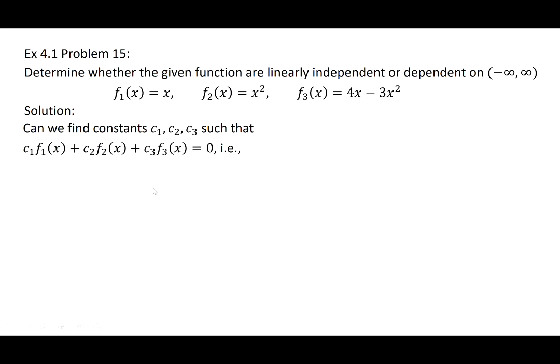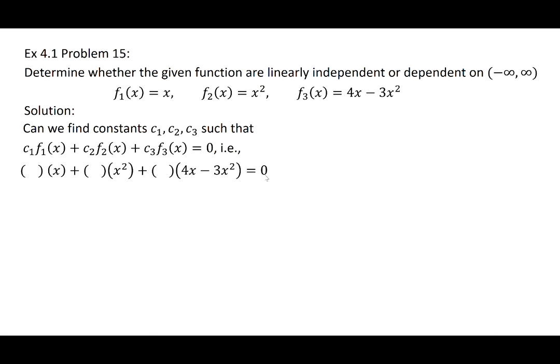In other words, I don't know what to plug in for C1 yet. f1 of x is x, f2 of x is x square and so on. Can I put some numbers here? Please pay attention to that part. You cannot put variables here. You must put numbers, constants, so that the moment I multiply and add, I must get zero identically. That means it must be zero, no matter what x I pick.